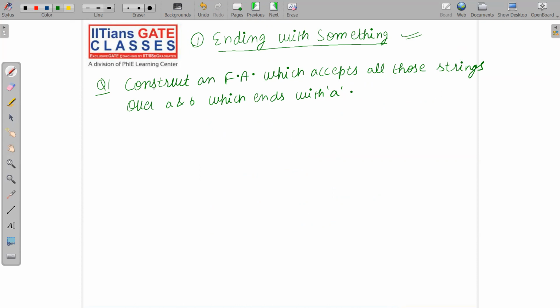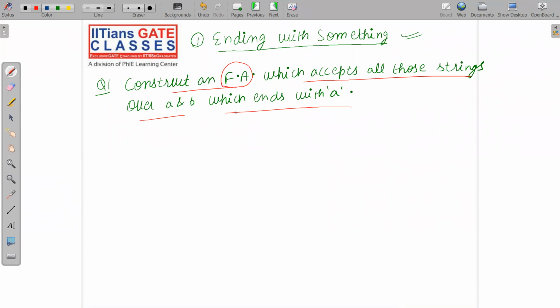I have already written a question: construct an FA which accepts all those strings over A and B which end with A. This is a very simple question. Since we have used the word FA, by default we will construct an NFA, and then we will try to convert it into a DFA. If you are able to convert it into a DFA easily, then no problem.